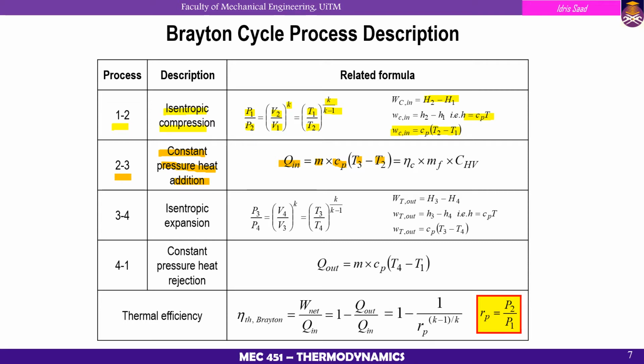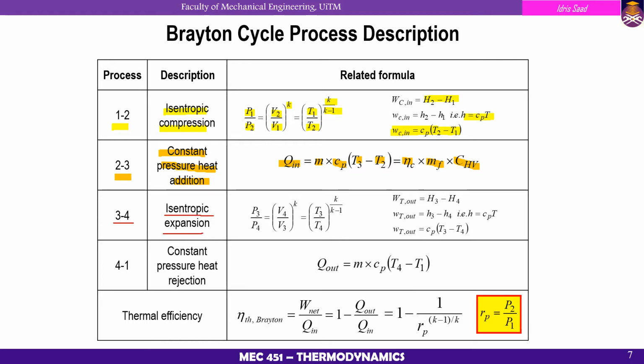So this is equivalent to the combustion chamber, which is equal to the efficiency of the combustion chamber multiplied by the mass of the fuel multiplied by the calorific value of the fuel. Okay, number 3, basically, so this is from state 3 to 4. So this is basically isentropic expansion.